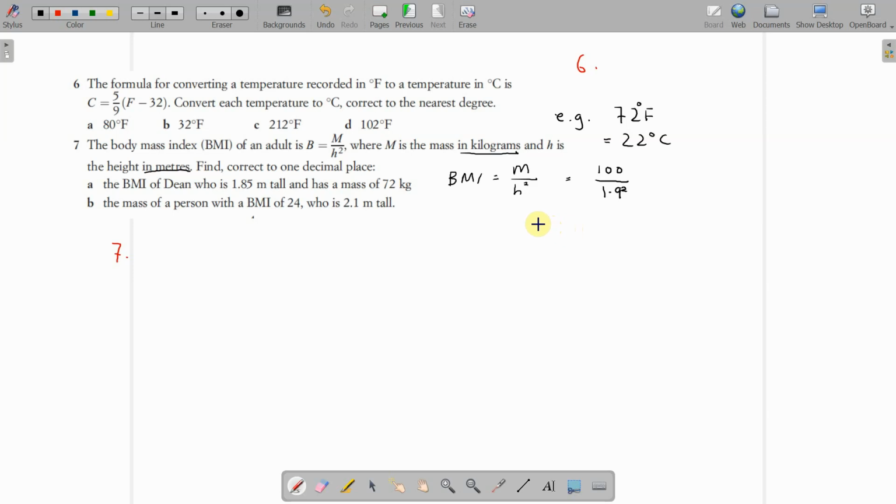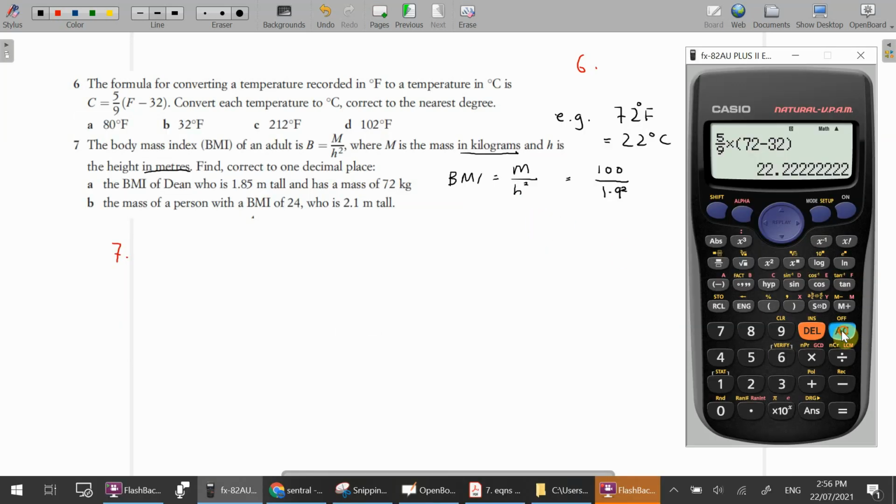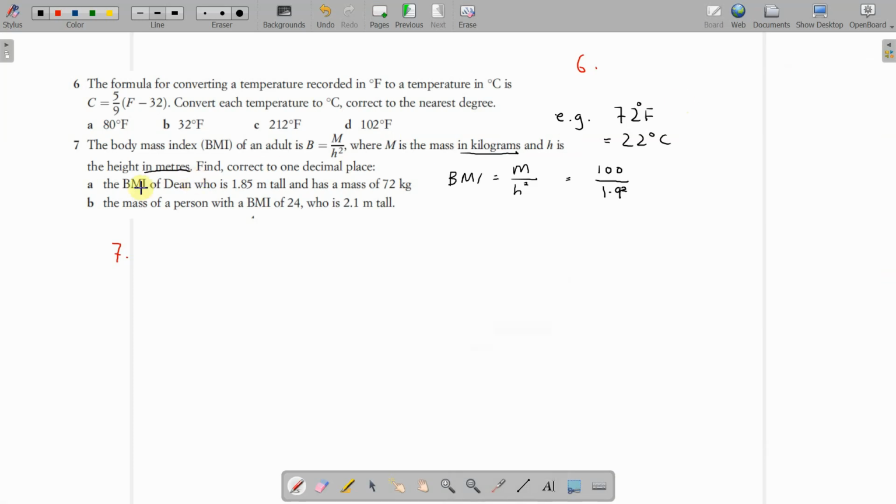What would that be? Fraction 100 over 1.9 squared. That's your body mass index, 27.7. One decimal place, yep, 27.7. So here, 72 is the mass, and height is 1.85, squared. So that's what you do for that one.